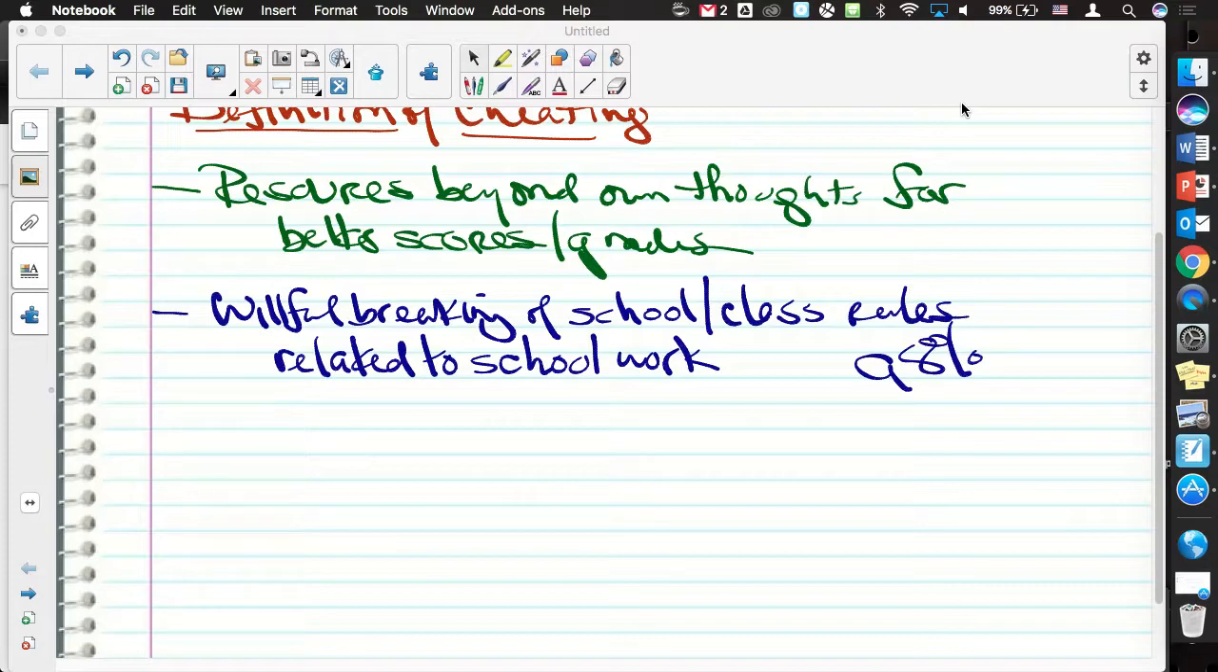Like with SparkNotes and stuff like that. Everybody's used SparkNotes at least once in their life, and that would be a form of academic dishonesty. So even if they're doing it just because they don't have time to read or they're just too busy, it's still something.